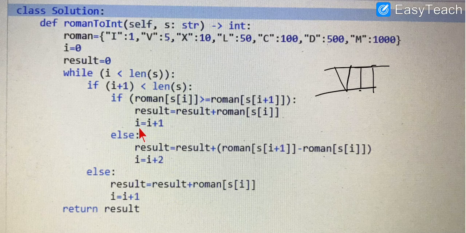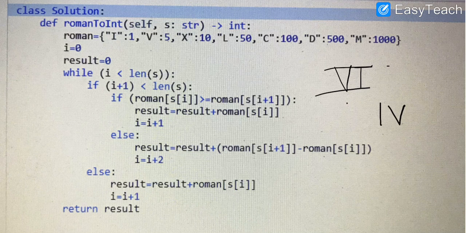The important thing to be noted over here is the incrementation. So in this case, if we consider the example of 6, here s of i is greater than s of i plus 1, so the current value will get added the first time. Then when i gets incremented over here, it goes into this else part.